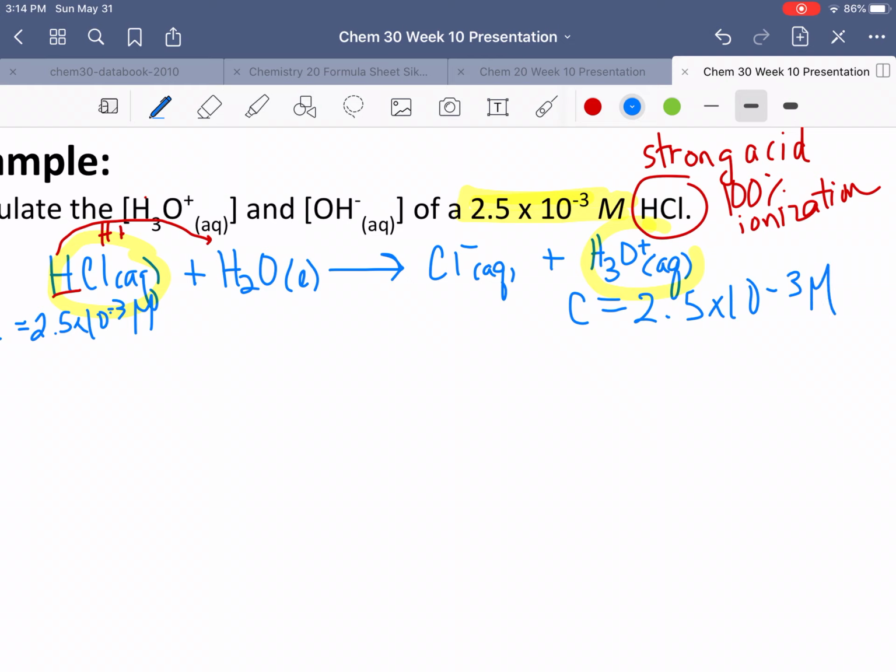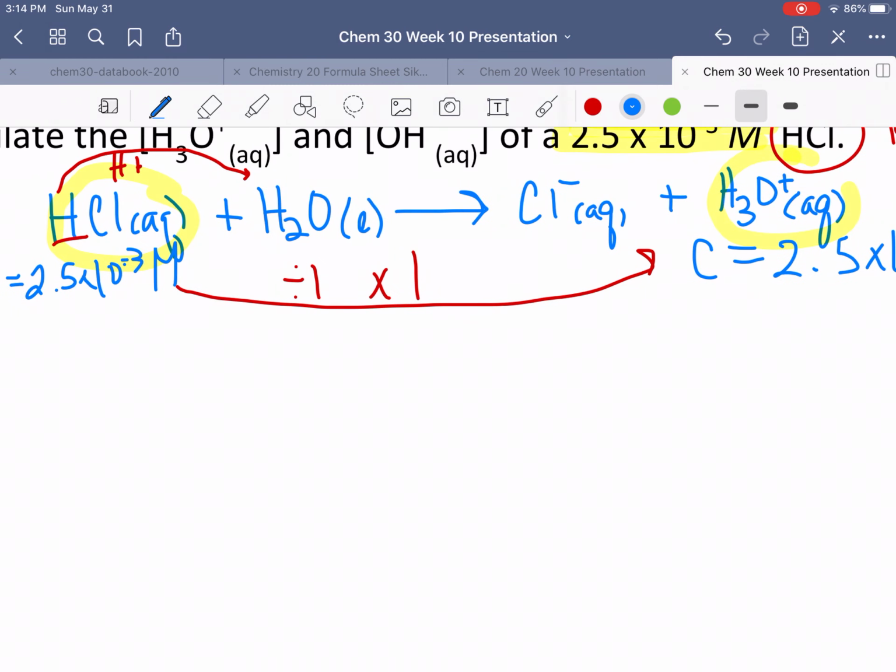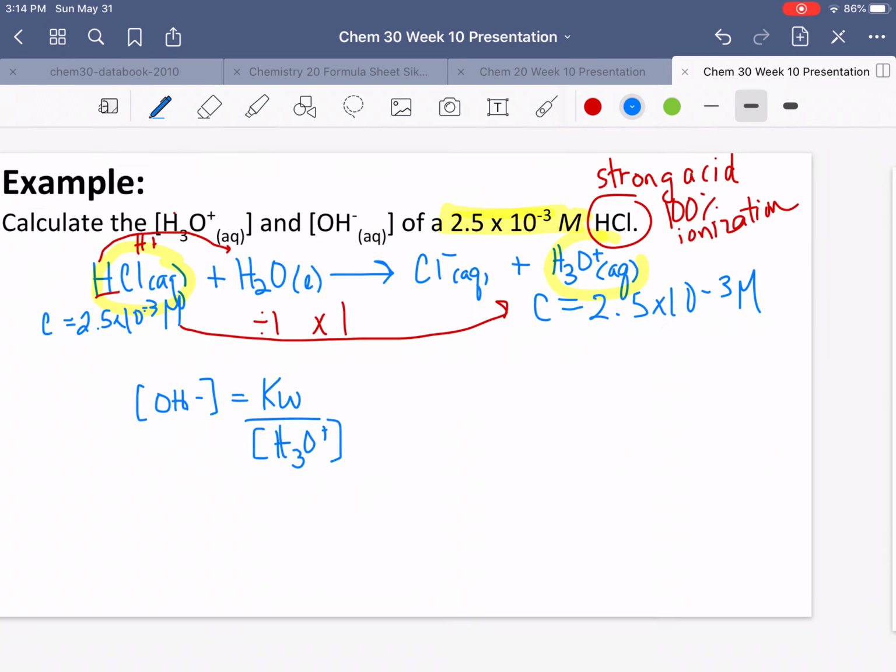Why? Again, because it is a strong acid. And I mean, this is stoichiometric. Ultimately, you're taking this, dividing by the 1 mole of HCl, multiplying by the 1 mole of hydronium. There we go, 1-to-1 ratio. In terms of the math of this now, we have the hydronium concentration. And if I have that, I have everything I need with the autoionization constant to get the concentration of hydroxide. So we're good to go.